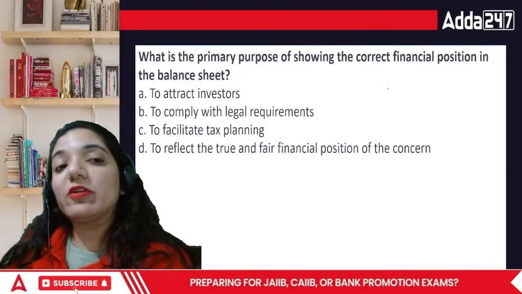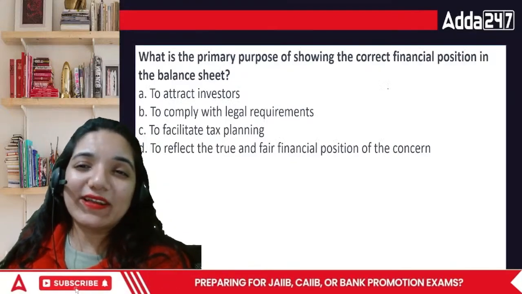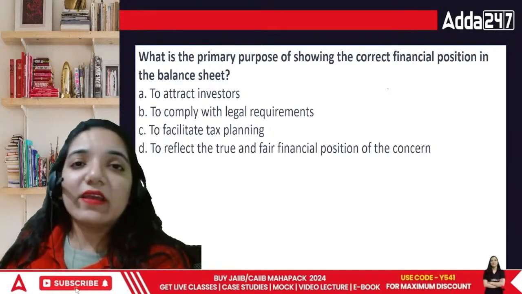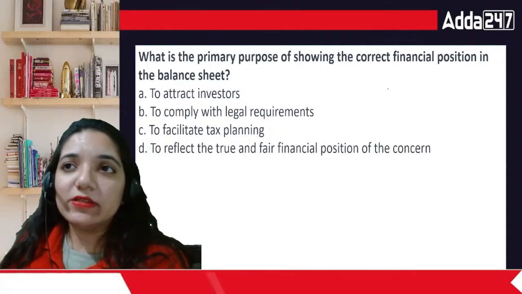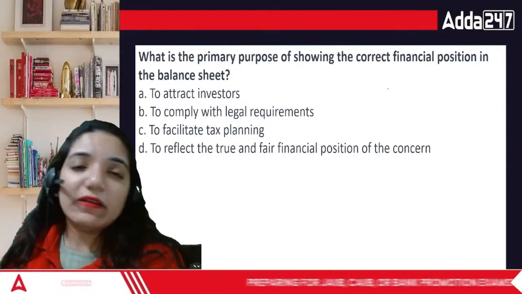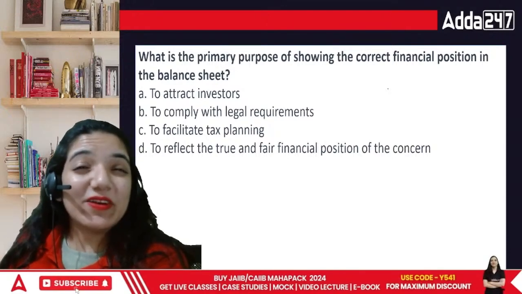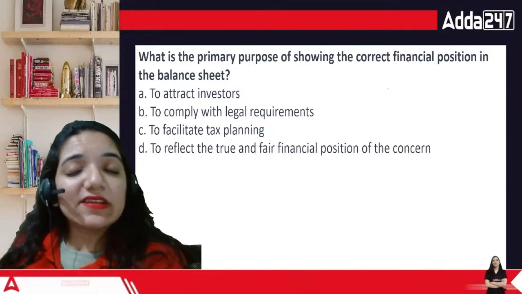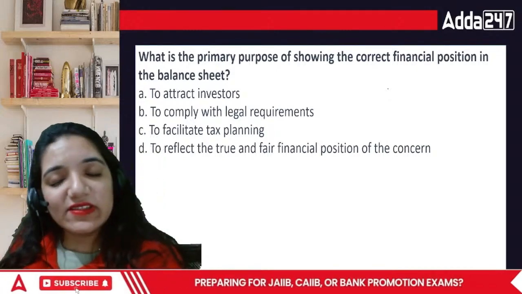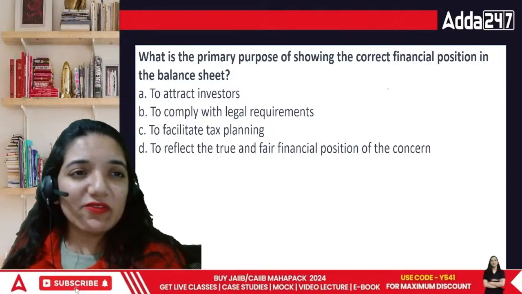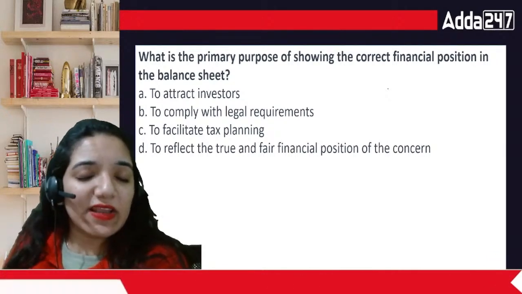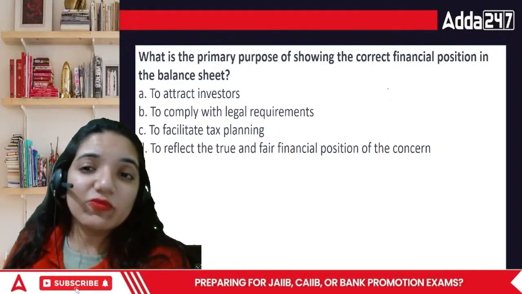Now comes the next point. What is the primary purpose of showing the correct financial position in the financial statement? I bought my laptop in the year 2020. My laptop was worth rupees 80,000 at that point of time. It is 2023 going on. Normally, a laptop's life is barely 4 years. After 4 years, it's just gone. Whatever the price is, if I paid 80,000, after 2 years, 3 years, the value has declined significantly. So what will I do?